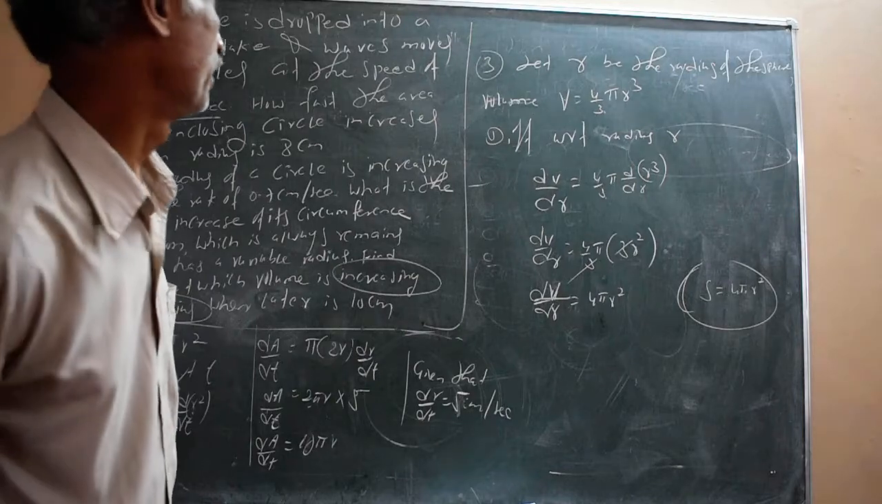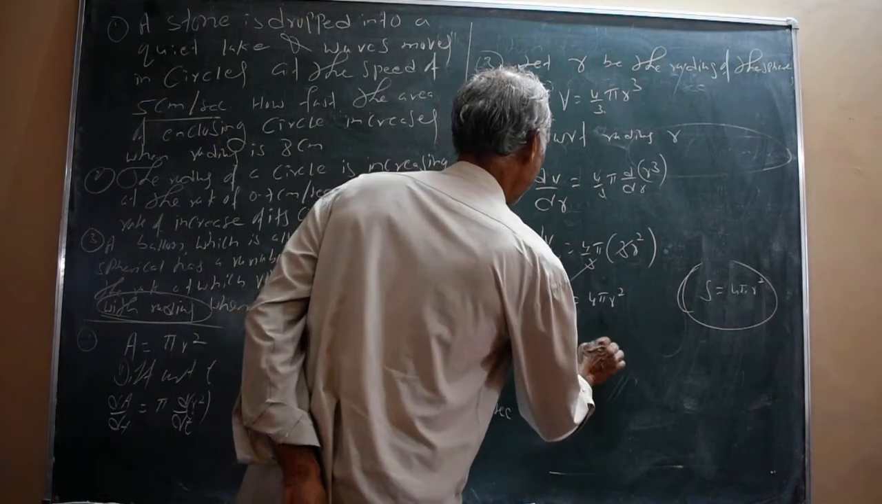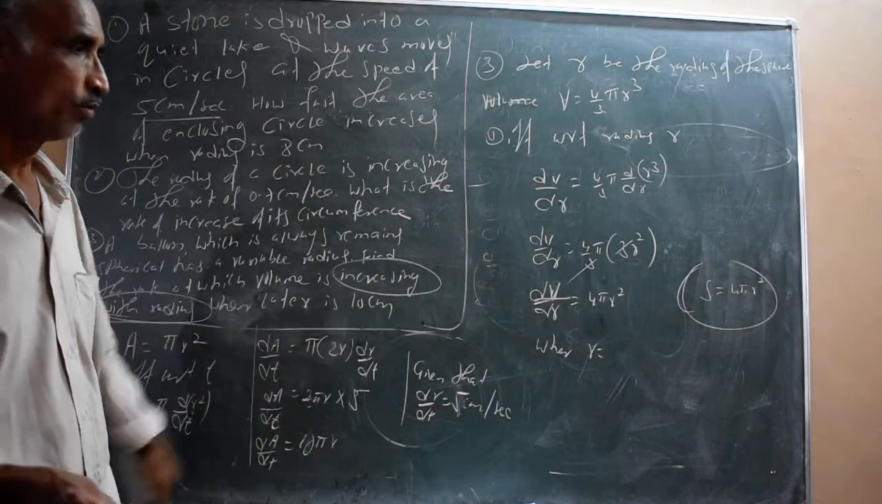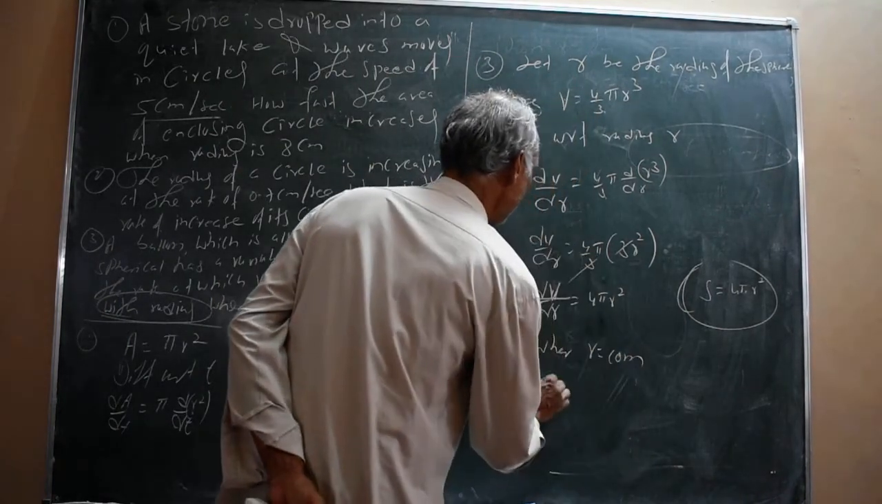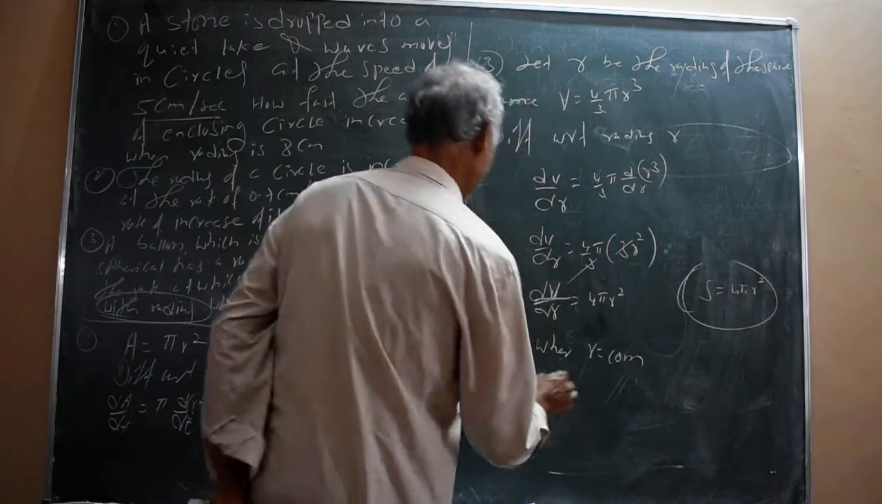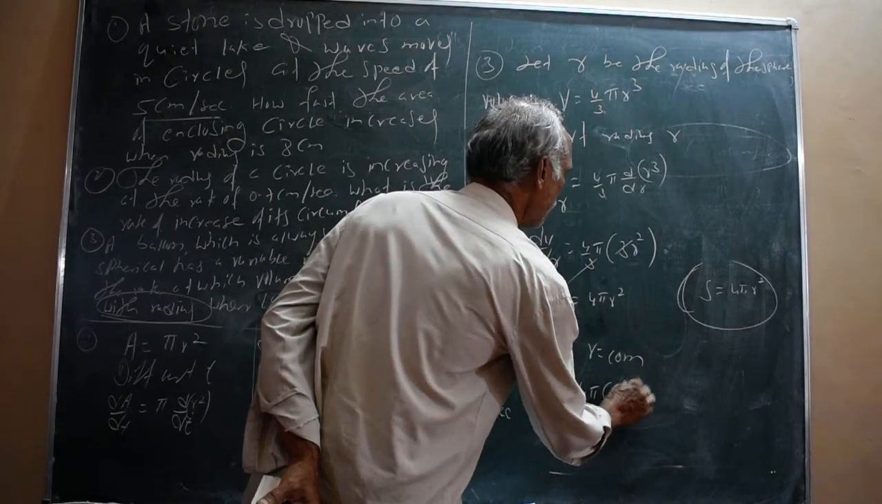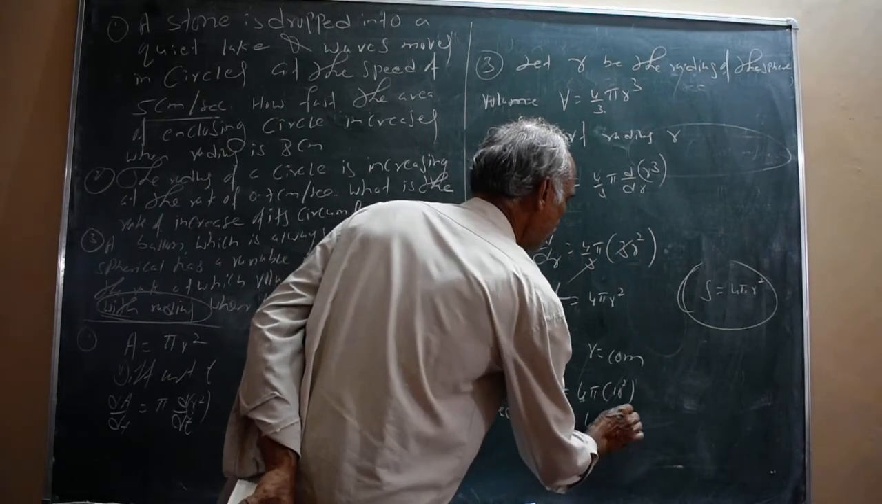Therefore, when r is equals to how much given in the problem? The latter is 10 centimeter. When r is equals to 10 centimeter, therefore dV upon dr is equals to 4 pi into 10 square, that's equals to 400 pi centimeter square.